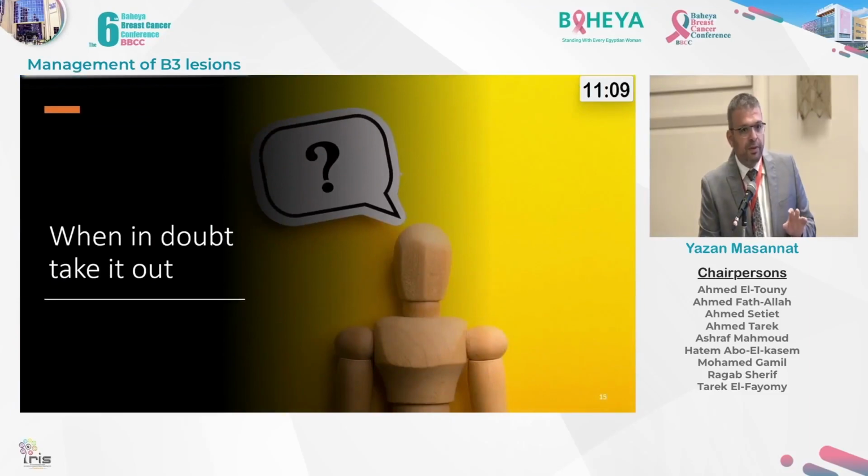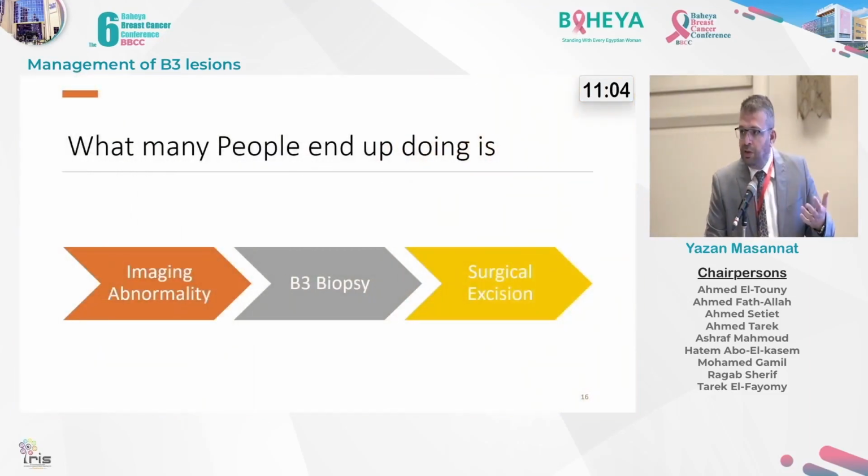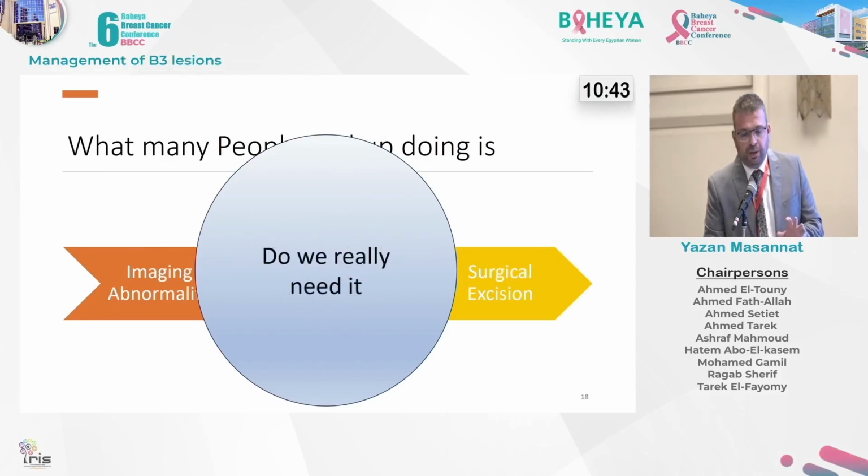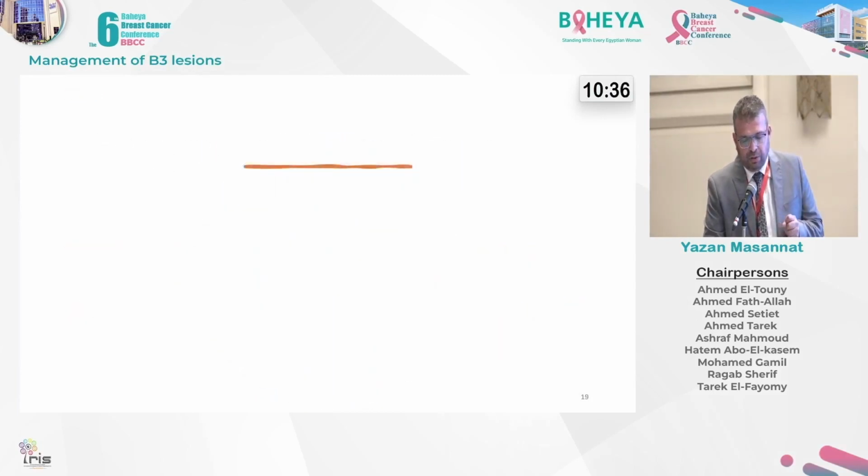It has always been a surgical motto: when in doubt, take it out. That was the usual scenario, and in most countries that's what they do. You have an imaging abnormality, you have a biopsy, it's a B3 lesion, either radial scar or LCIS or whatever, and then you do a surgical excision, you take that out and you know what's happening. But remember, your operation is not treatment. Your operation is only a diagnostic biopsy. The big difference is the amount of tissue excised. And the question from the UK working group was, do we really need that surgery or not?